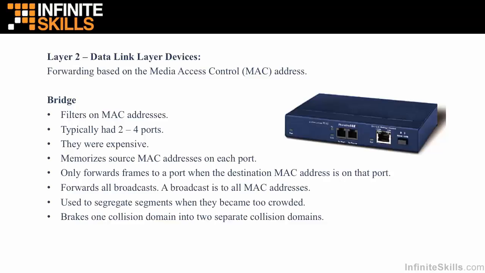Now, back in the old days, these were very expensive devices. They typically only had 2 to maybe 4 ports, and it would cost thousands of dollars to buy these things. And we used them sparingly only when we needed to. Now, because a broadcast will always be a layer 2 broadcast, the MAC address for the destination of a broadcast is always going to be all Fs. That says send this frame to all MAC addresses. Well, because all MAC addresses includes those on the left-hand side and those on the right-hand side, the bridge will always forward all broadcasts to both sides of the bridge.